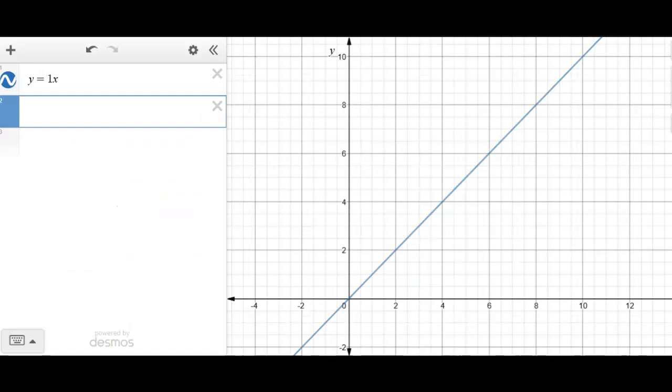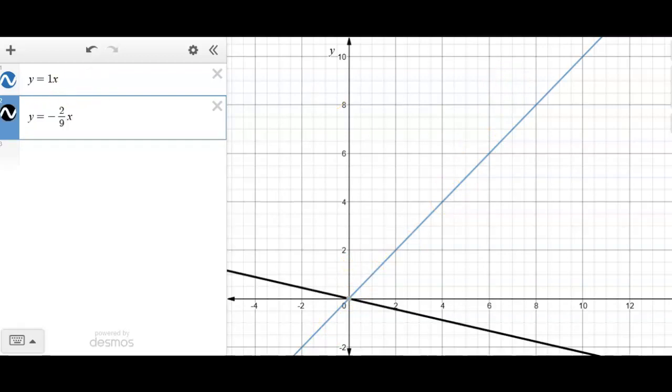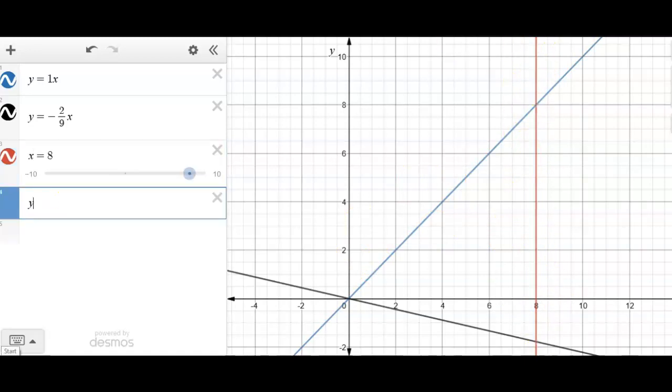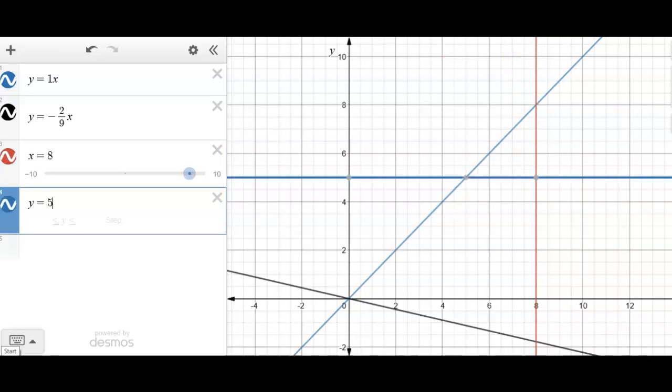Finally, I want to bring to your attention what the different slopes will look like. So in our first scenario, we had a slope of 1, which was rise of 1 over 1. That's an upward slope. Then we had a slope of -2/9, which is a downward slope that looks something like that. And then we had an infinite slope, which went through our x equals 8 and went vertically infinitely. And then we had our slope of 0, which went through our y equals 5, I believe, that looks like that.